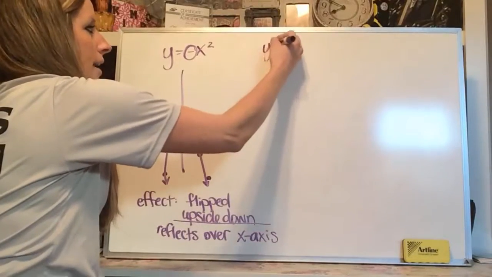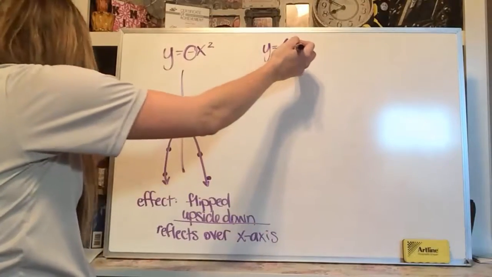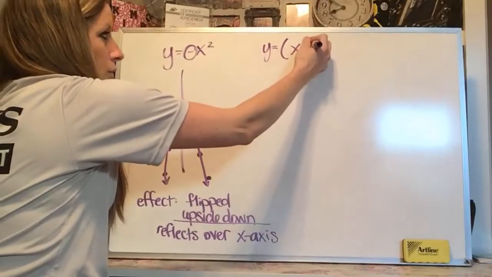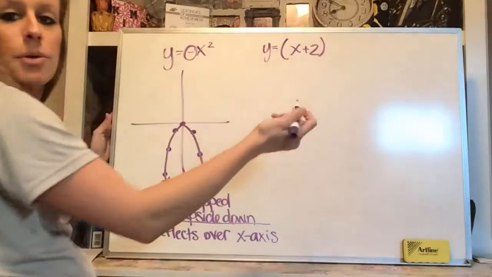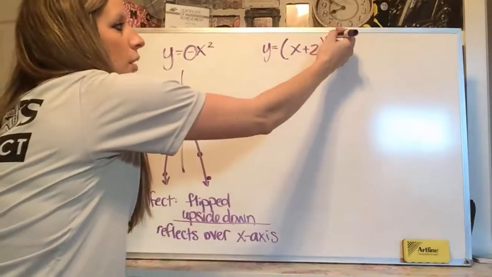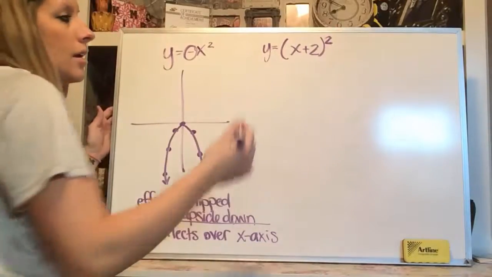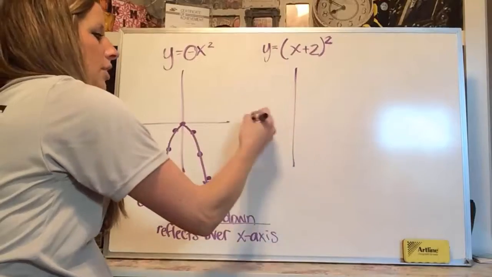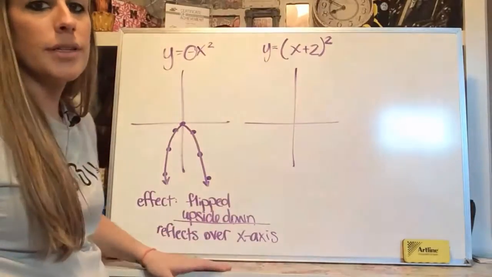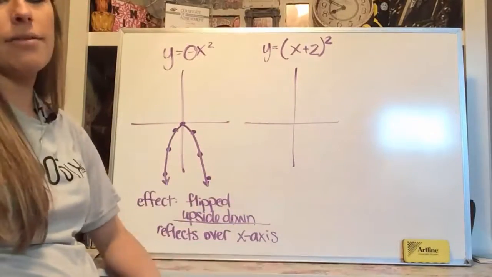Okay, go to y equals, put in parentheses, x plus 2. Close your parentheses and make sure that squared is outside the parentheses. Okay, and then go to your table, find some good points to plot, and make your graph. So 15 seconds.